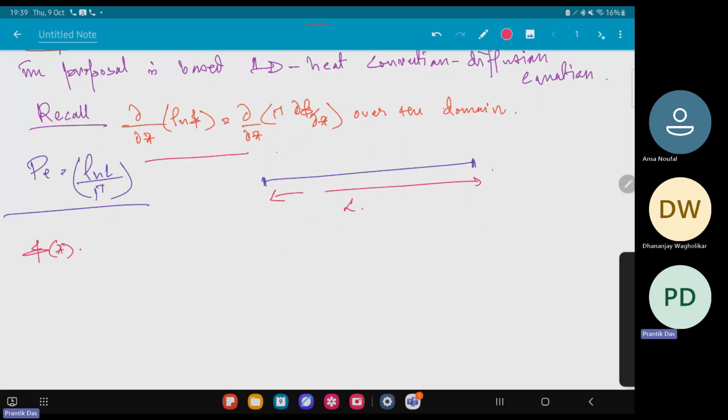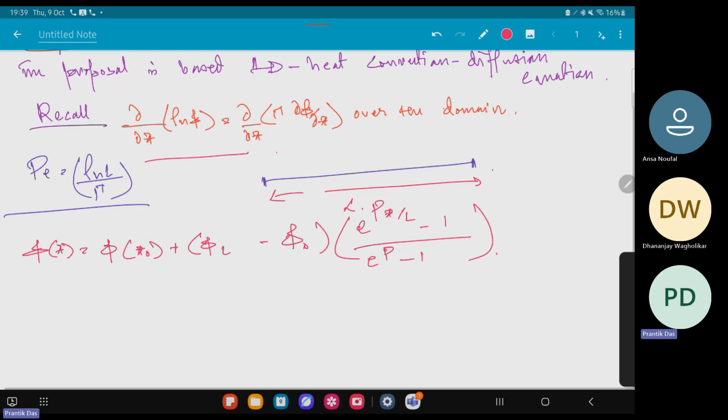Okay. So the exact solution of this equation can be written as phi(x). If you solve this differential equation, you will get phi(x) equal to phi_0 plus (phi_L minus phi_0) times (exponential of Peclet number times x by L minus 1) divided by (exponential of Peclet number minus 1). So that's how it looks.